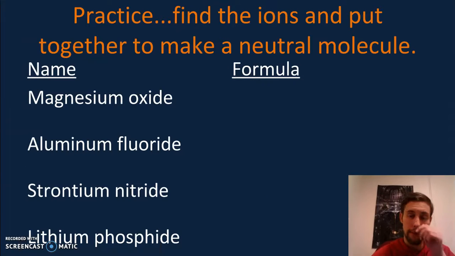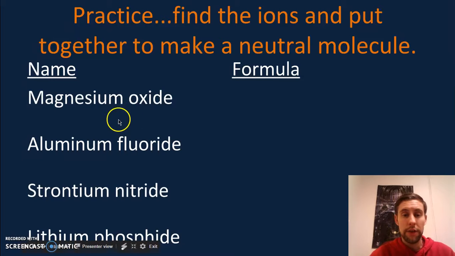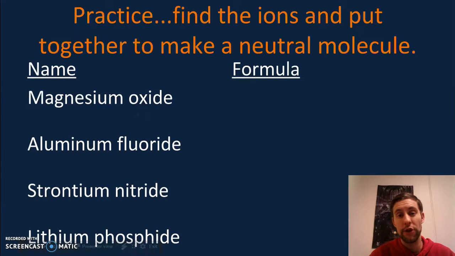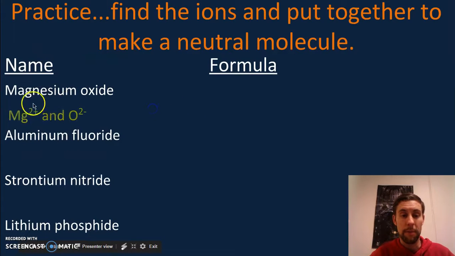So that's when we have the formula and we're trying to get the name. Now we have the names, and we need to get the formulas. This one makes it a little trickier. We have to take the name of magnesium oxide, find out what elements they're talking about, discover their charges, and then put them together so there's no leftover charge. So we have to take magnesium and oxygen. Magnesium is our cation. Its most common charge would be 2+, needing to lose 2 electrons to get back to that noble gas configuration where it's most stable. And oxygen has to do the exact opposite.